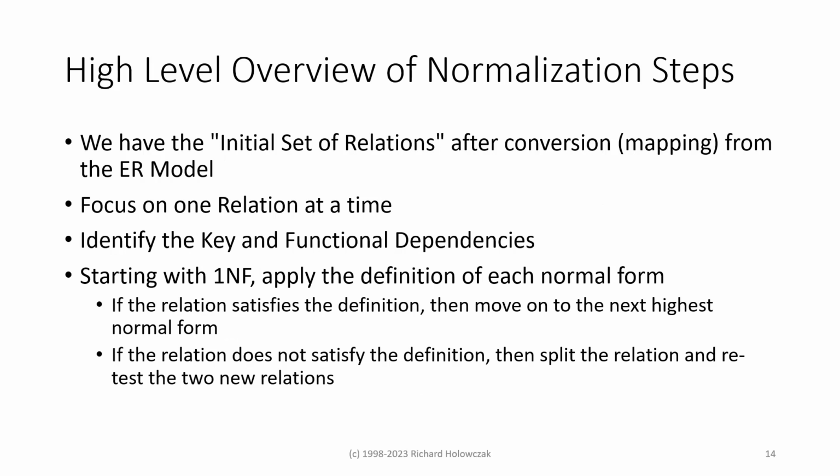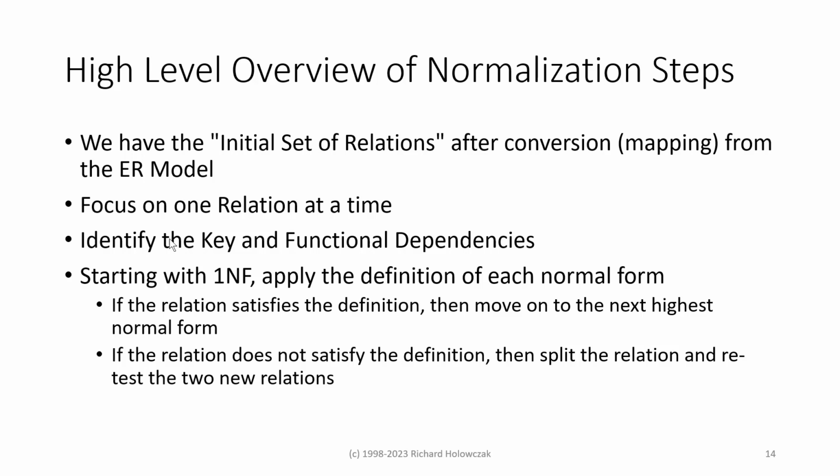What are the general steps that we need to follow when we normalize? Well, you may recall from one of the prior videos or lectures, we have the initial set of relations after we've converted or mapped our ER model onto the relational model. And that's where we basically turn our identifiers into keys and the relationships turn into foreign keys. To normalize, we're going to focus on one relation at a time. We're not going to try to normalize everything at once. We focus on one relation at a time.